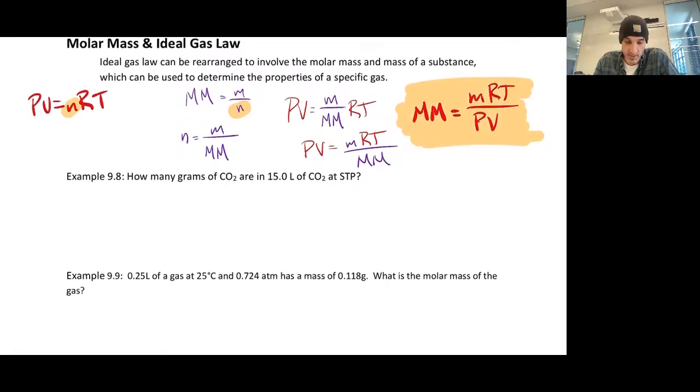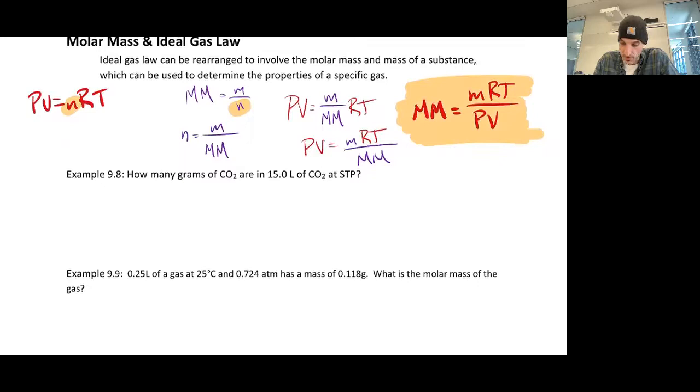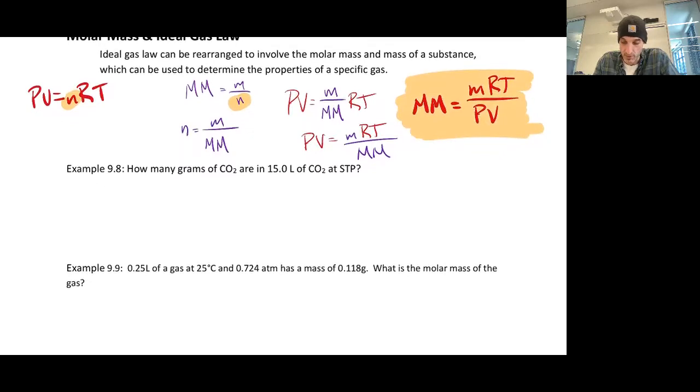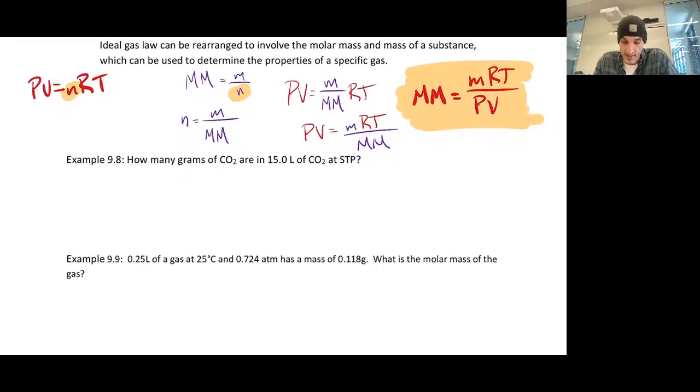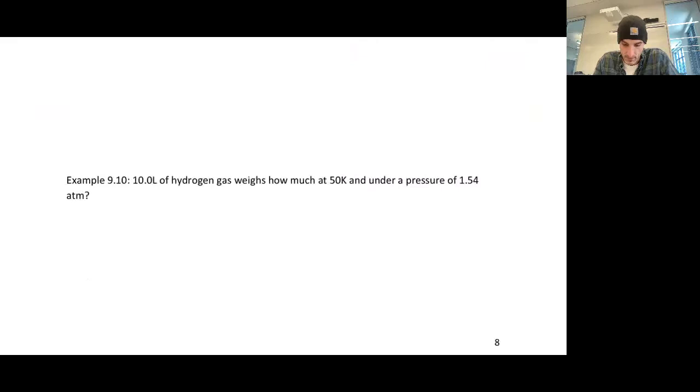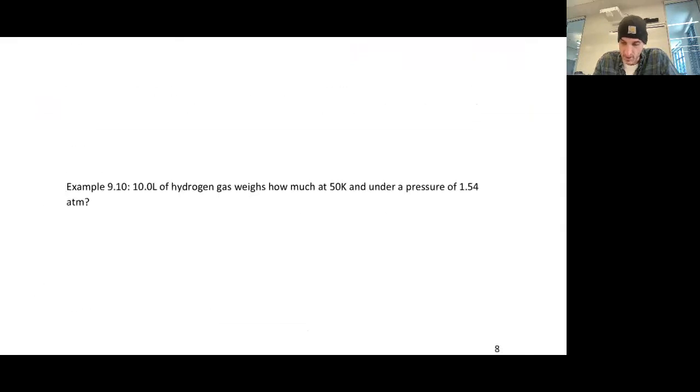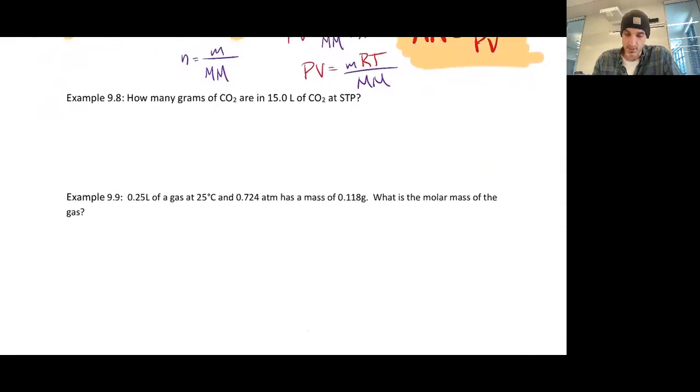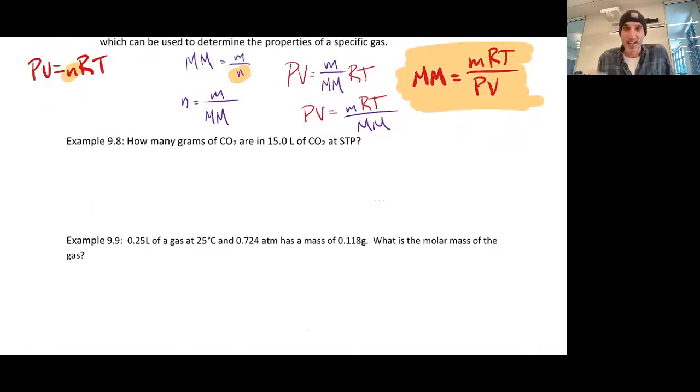So if we take a look at this problem: how many grams of CO2 are in 15.0 liters of CO2 at standard temperature and pressure? I think I have a couple versions of this, but in any event, let's take a look. How many grams of CO2 are in 15 liters of CO2 at standard temperature and pressure?